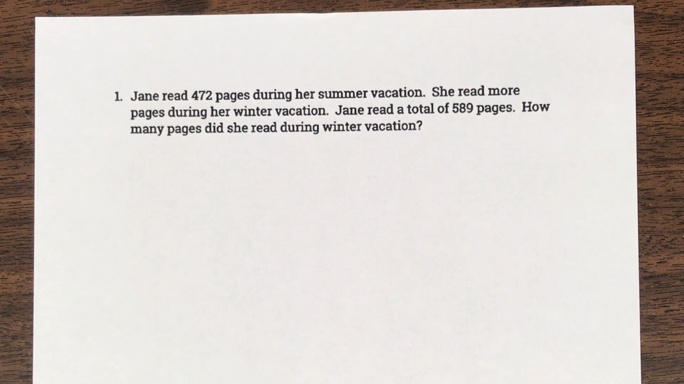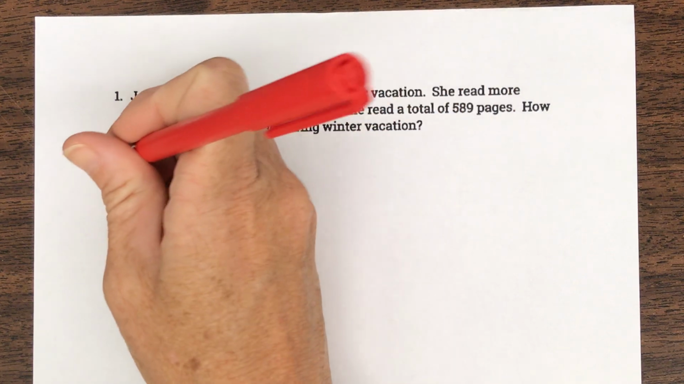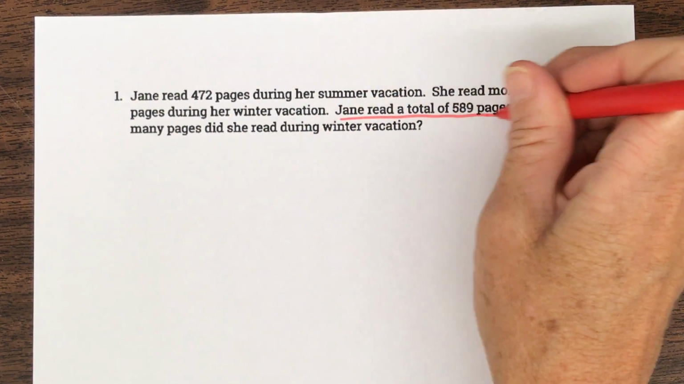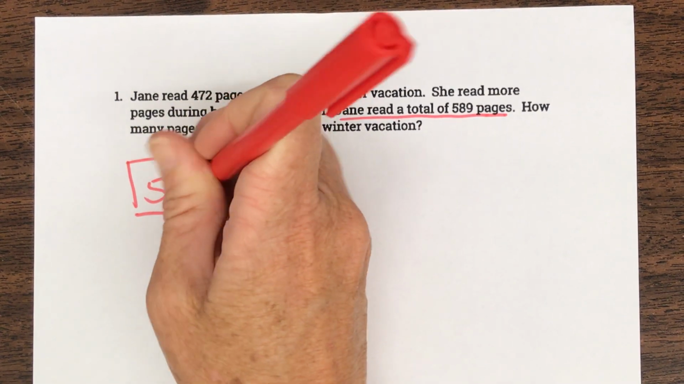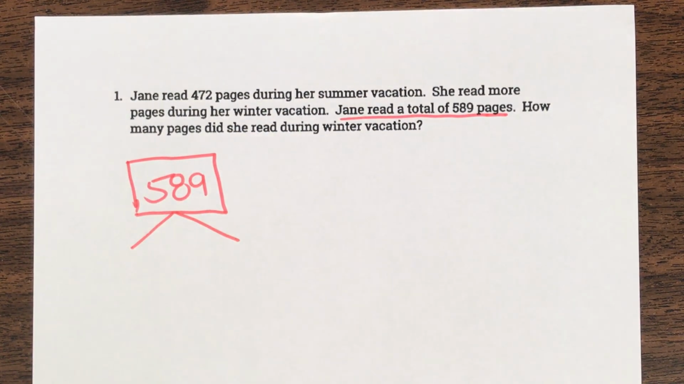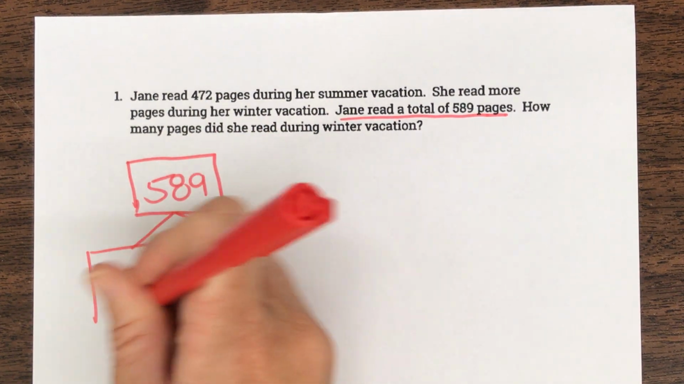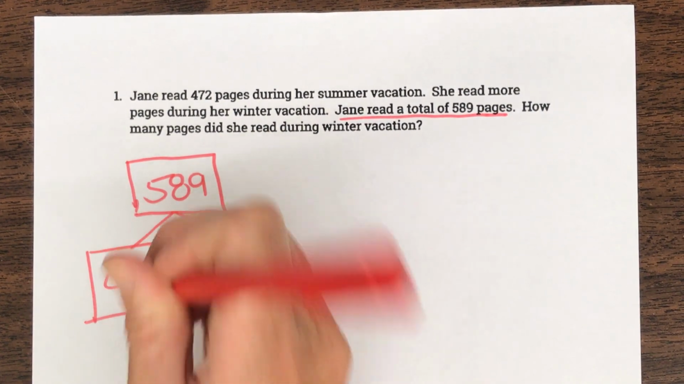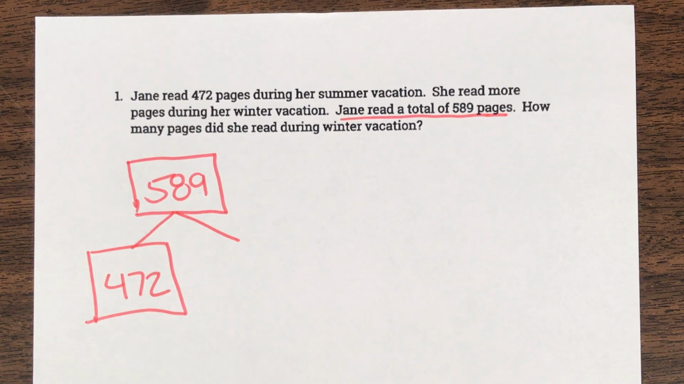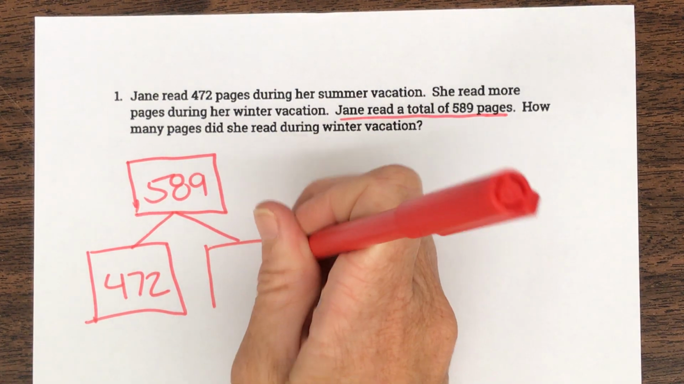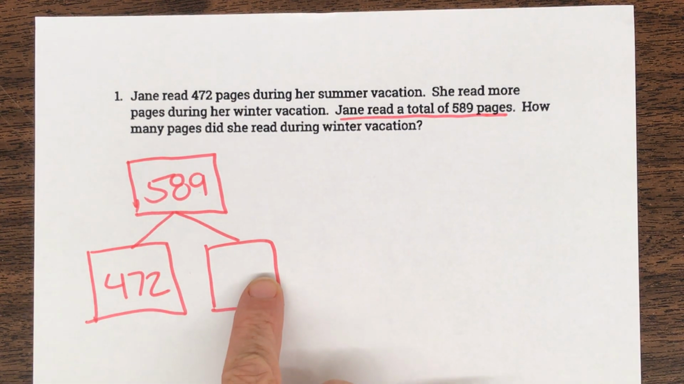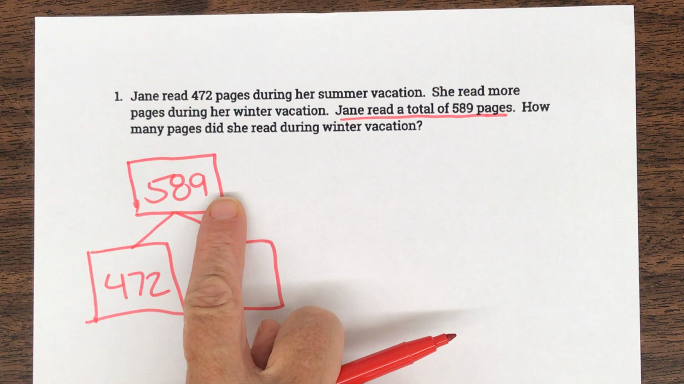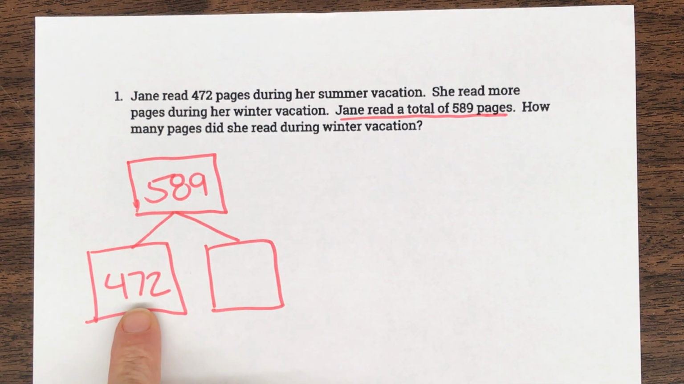Okay, so what do I know from this? I know that she read a total of 589 pages. That was her total. And I know during summer, she read 472 pages. What I don't know is how many she read during winter. I don't know the other part. So I know her total was 589. I know during summer she read this, and then during winter we're not quite sure.